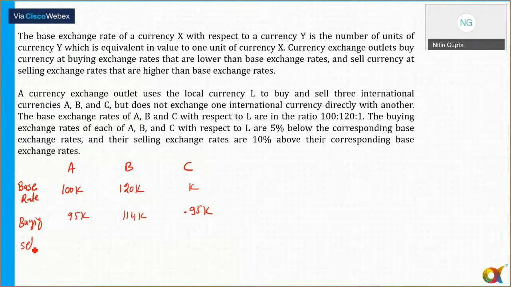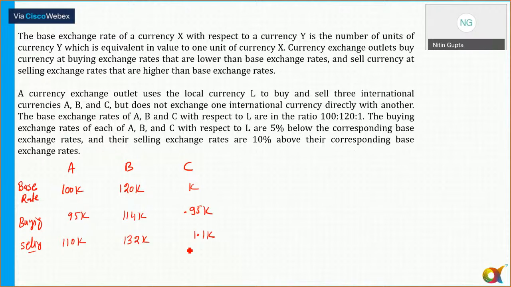Then the selling rate is 10% above. So that is equal to 110K for A. And for B, selling rate is 120K plus 10%. That will be, comes out to be 132K. And that is equal to 1.1K for C. So this is the buying rate, selling rate, and base rate for A, B, and C. These are all the 3 parameters here.